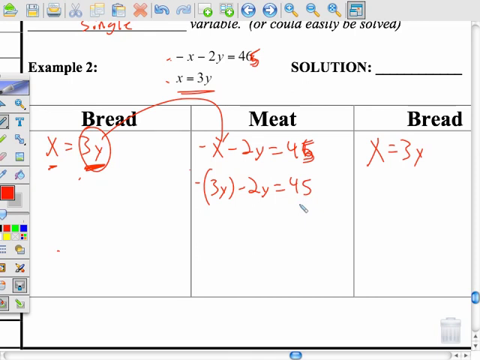Now all of it's in terms of y. Now we can solve for y. So you have -3y minus 2y equals 45. How many y's do you have? You have negative 3, you have negative 2. They're both y's. We can combine those. We have negative 5y equals 45. Last step is to divide by negative 5.